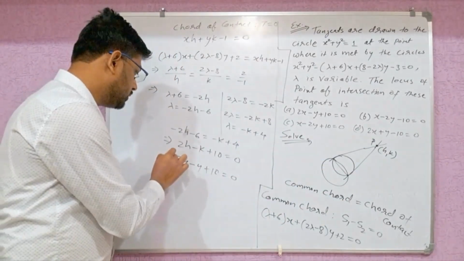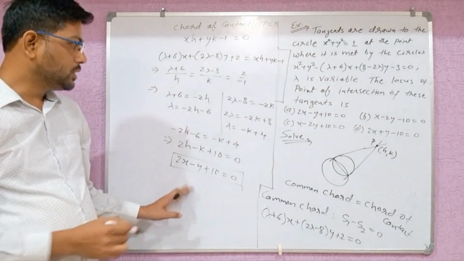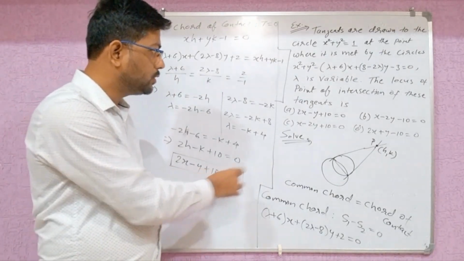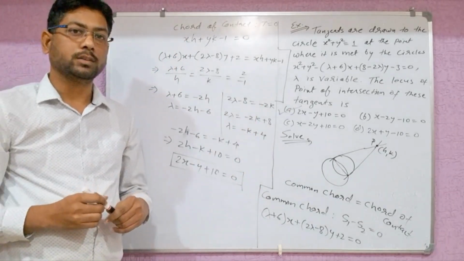So that will be 2x minus y plus 10 is equal to 0. That was required. So which option is this? This is 2x minus y plus 10 is equal to 0. This is option A. So this is our required answer.